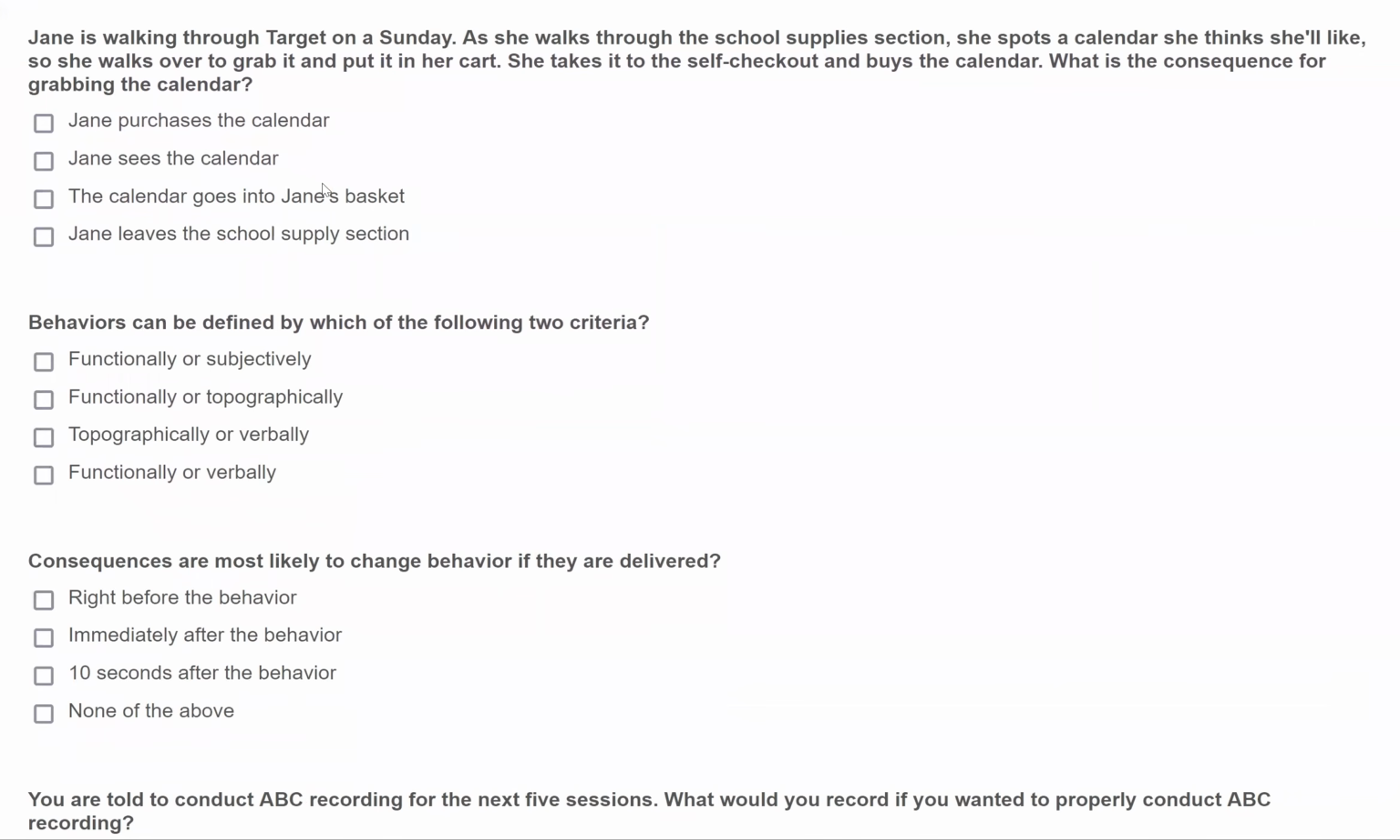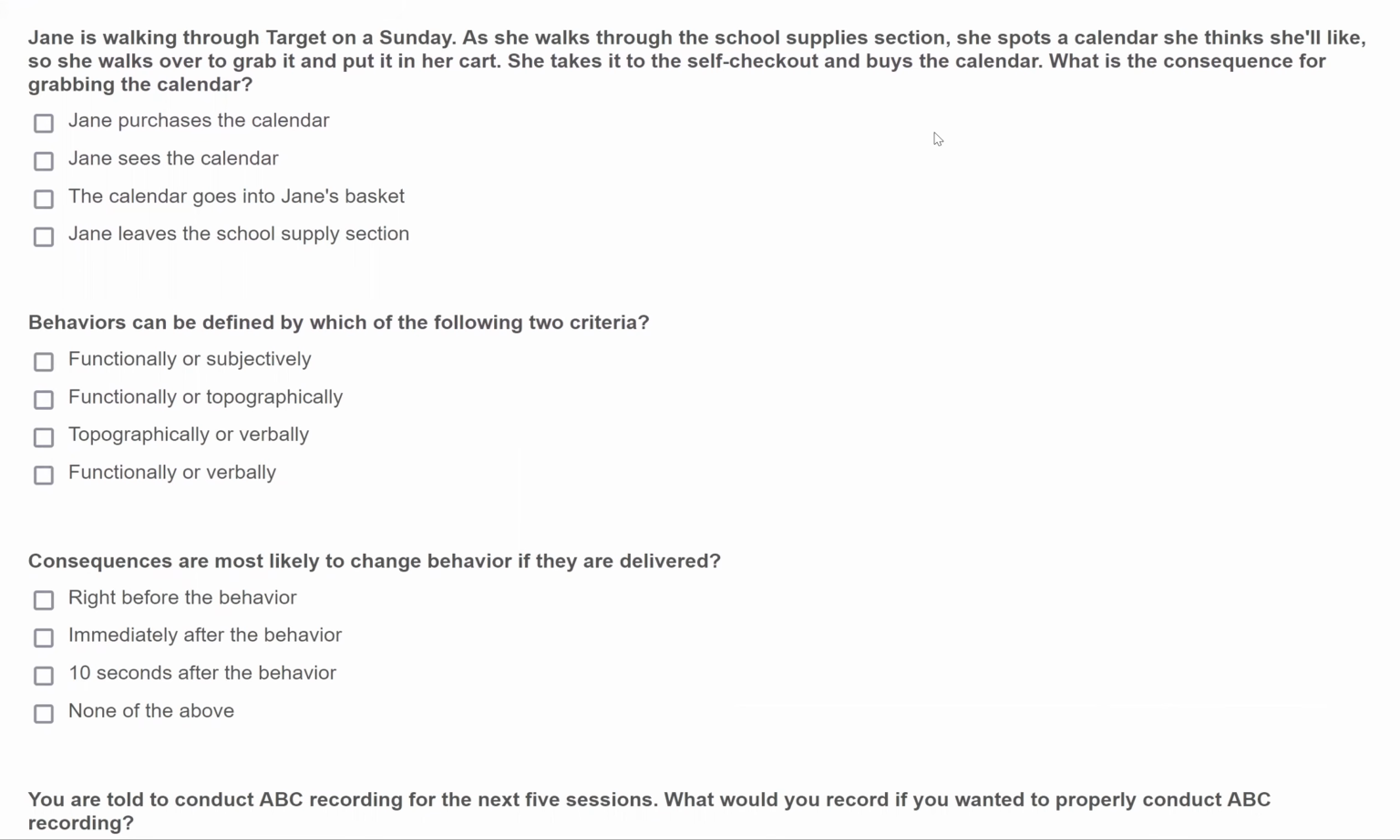Jane is walking through Target on a Sunday. As she walks through the school supplies section, she spots a calendar she thinks she'll like, so she walks over to grab it and put it in her cart. She takes it to self-checkout and buys the calendar. What is the consequence for grabbing the calendar? Consequence question, behavior question, ABC. Always think ABC, antecedent, behavior, consequence.